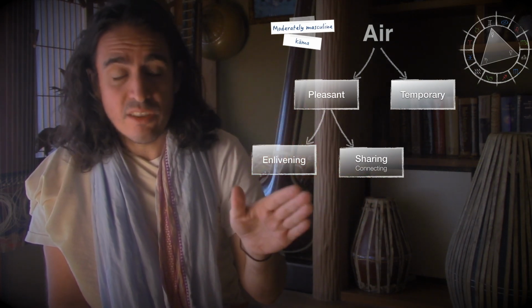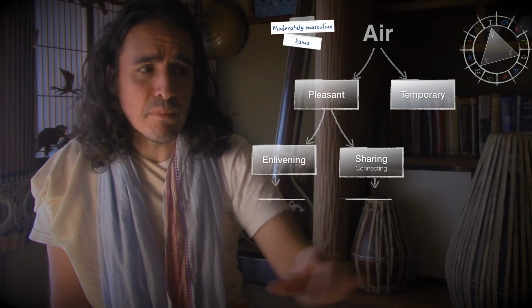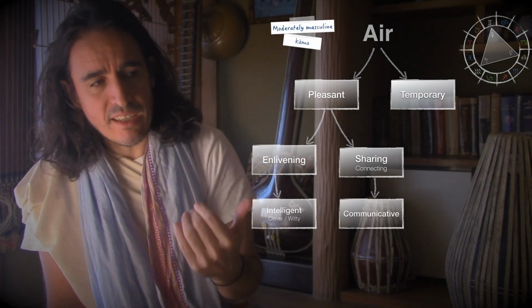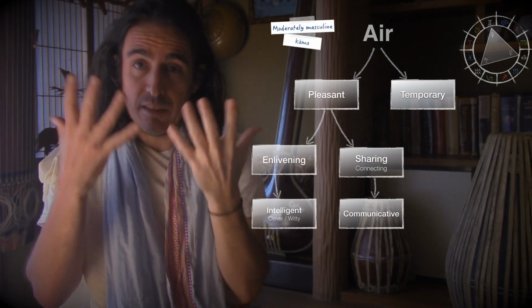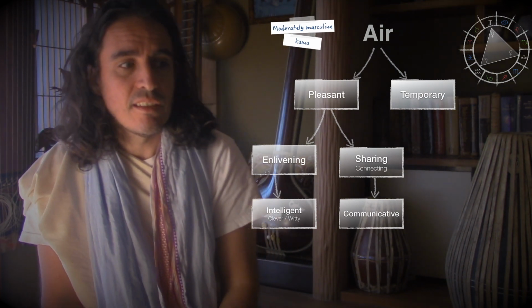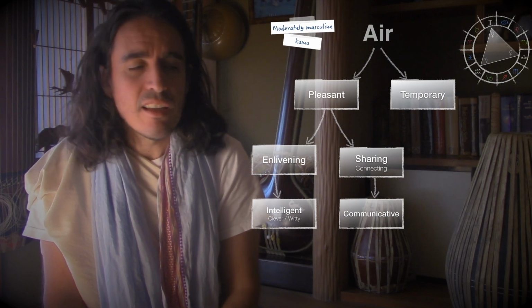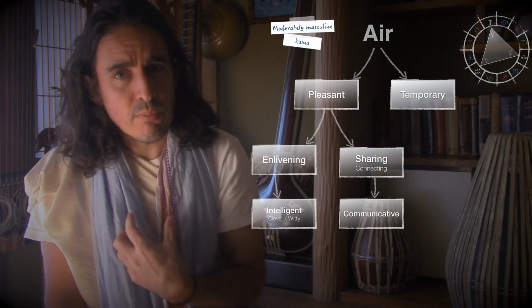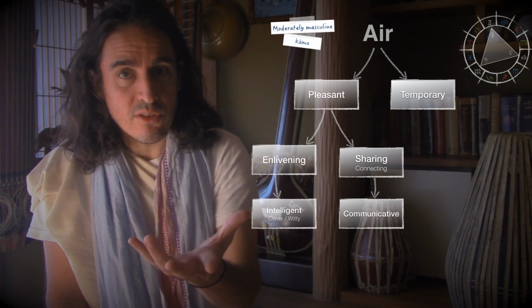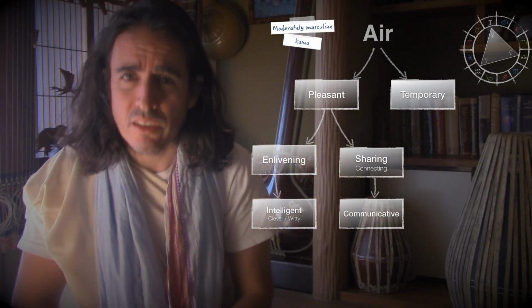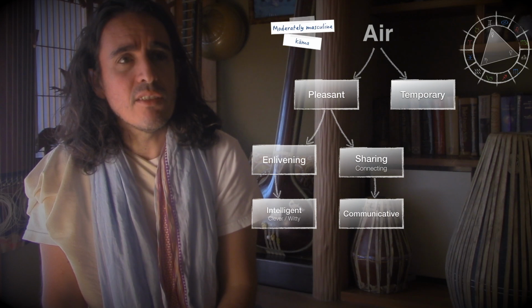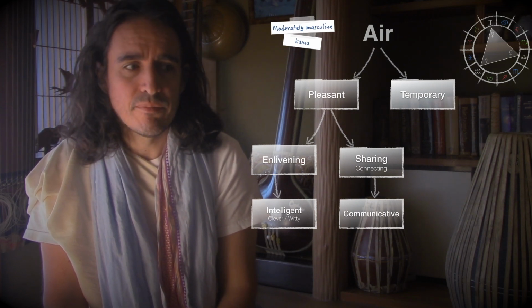Now, each one of these two, the enlivening nature of air and the connecting or sharing nature of air, each one has another implication. Because it's enlivening, it's intelligent. It brings quickness. It brings alertness. It brings awakeness. So it's intelligent. Not intelligent like water, which is very intelligent about introspection, but air is very intelligent about extroversion. It's very intelligent and clever about how to do things, about how to understand the way things work. And it's also intelligent in a fun way, so it's witty.